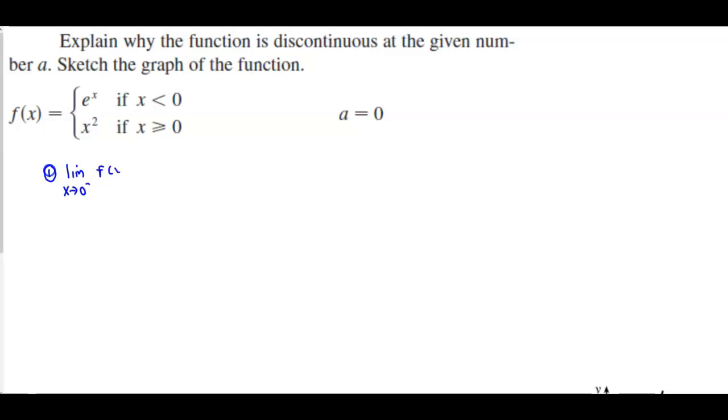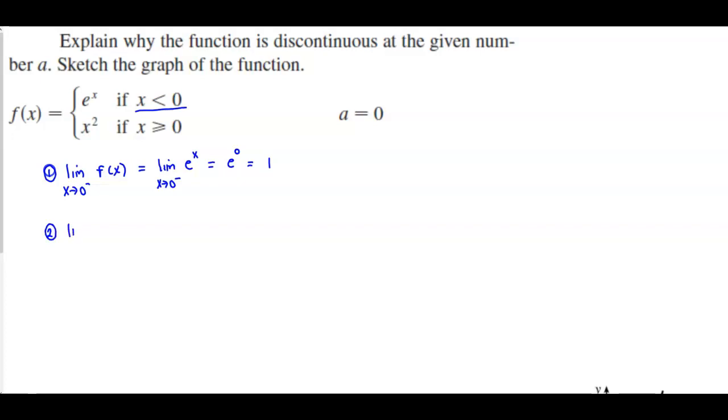Well, we look here, and this represents 0 from the left, so that means we're going to look at the function as x approaches 0 to be e to the x. So let's plug in 0 into the function, and we get e to the 0, which is equal to 1.